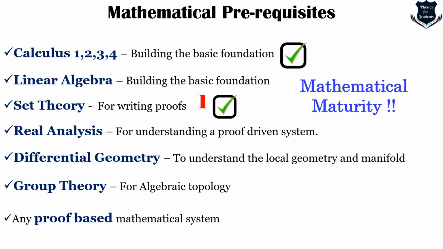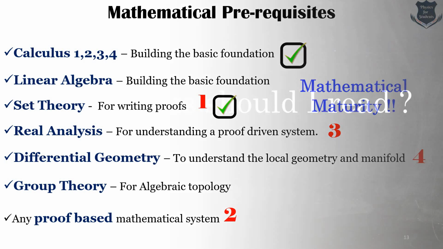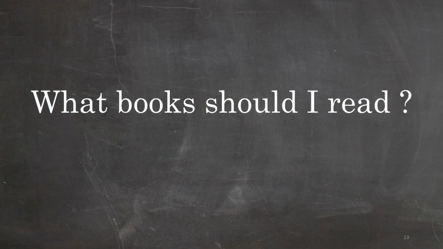That means which one is most important. Number 1, set theory. Number 2 is any proof-based mathematical system. Number 3, yes, very much real analysis. And number 4 would be differential geometry. These numbers are given based on the sequence or importance in which you should learn. So definitely you should start with set theory and get into any proof-based mathematical system, then go into real analysis and learn differential geometry. Most important is what the best books are for these mathematical prerequisites.